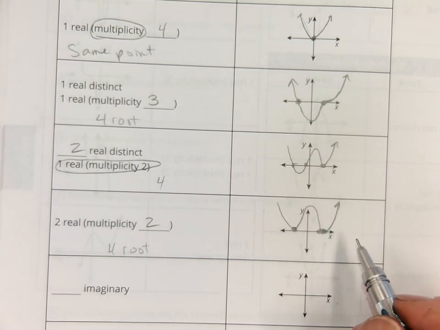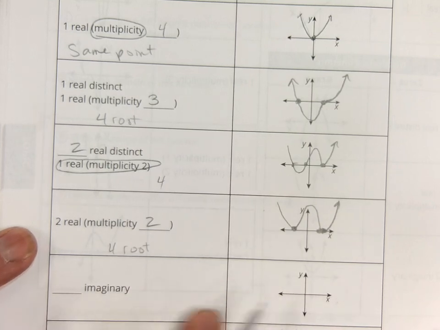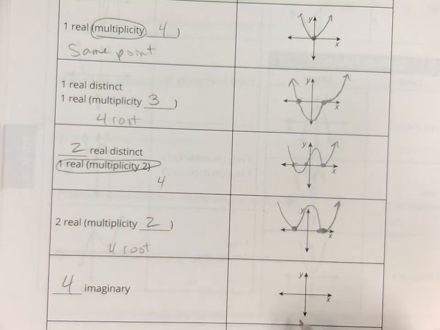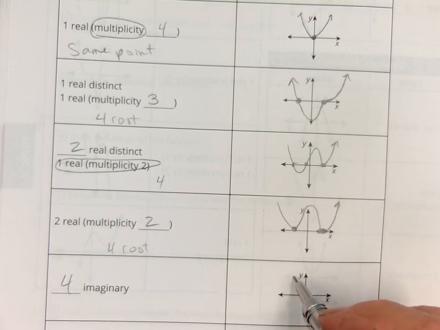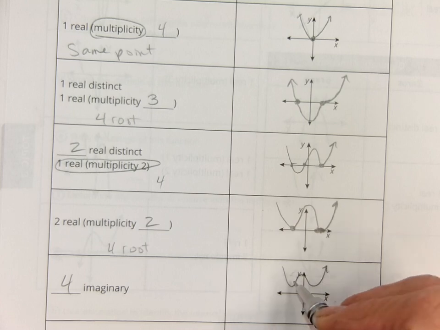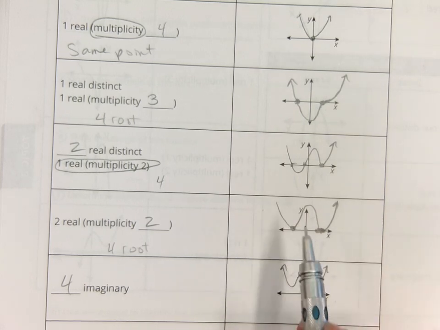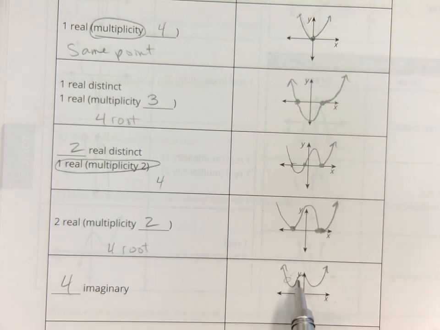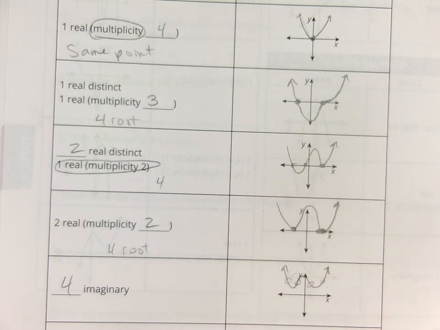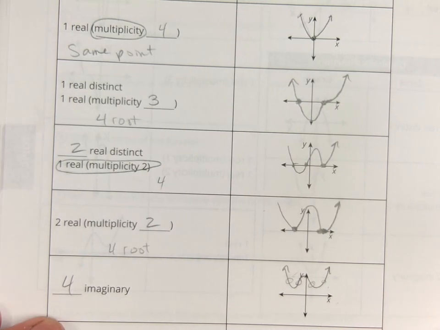Now, this one is going to have no real roots, so it's going to have 4 imaginary, because remember, it's got to have 4 roots. The imaginary ones are like these squiggles. So watch, I'm going to draw it and show you what's going on. If I could have lowered it down, it might have had a root here, here, here, and here, but it got pulled up. So these are my 4 imaginary. We're going to talk about those more another day.